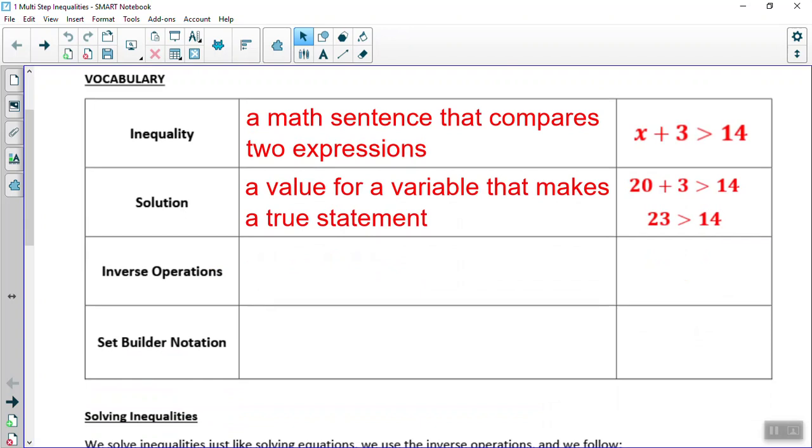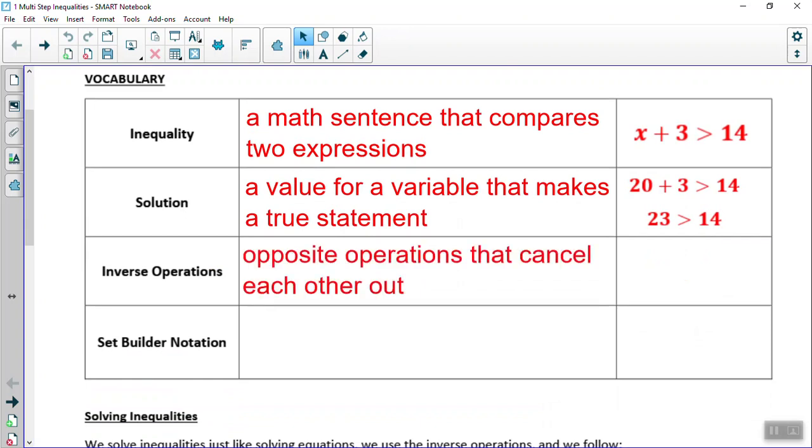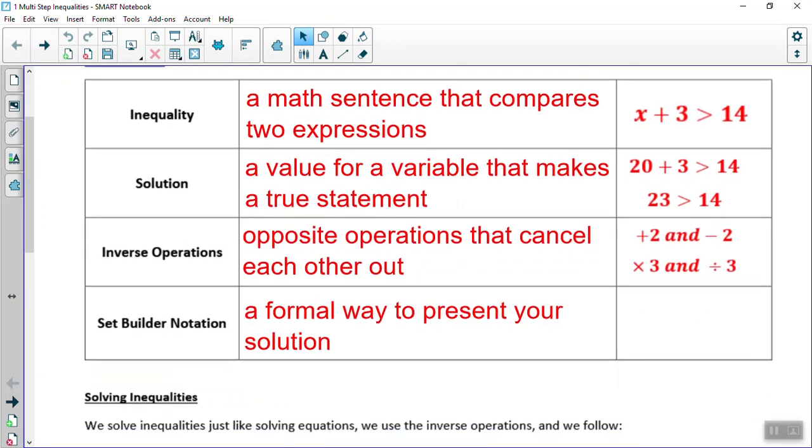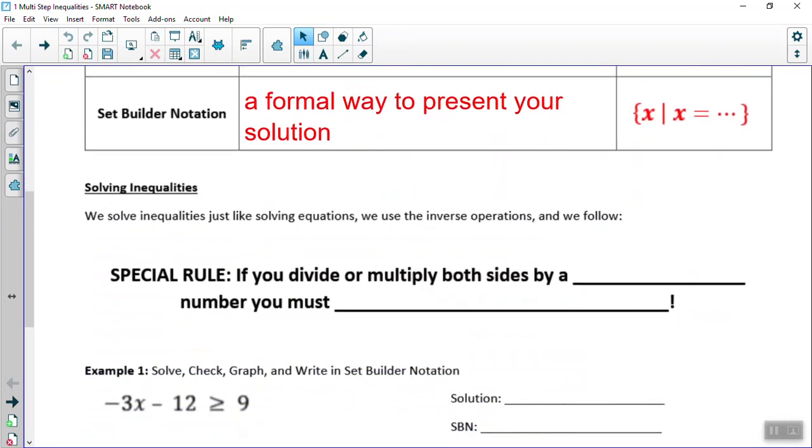Inverse operations, well, this is just a repeat from what we did in Unit 2A. It's the opposite operations that cancel each other out. So adding 2 and subtracting 2, multiplying 3 and dividing 3. Set builder notation, again, we talked about that last unit, and we're going to be talking about that again this time around. It's a formal way to present your solution. So what we've done in the past was the curly brackets, the variables, such that the variable equals whatever the solution is.